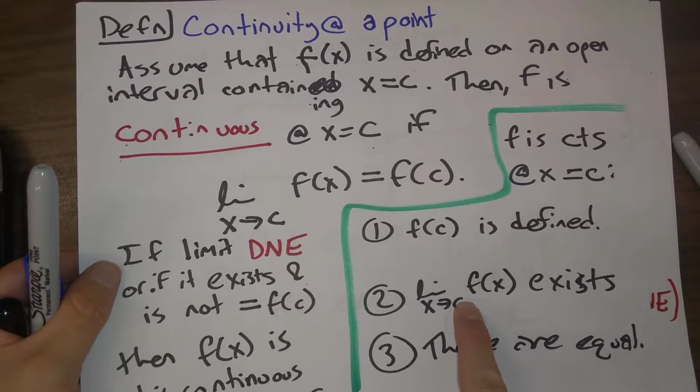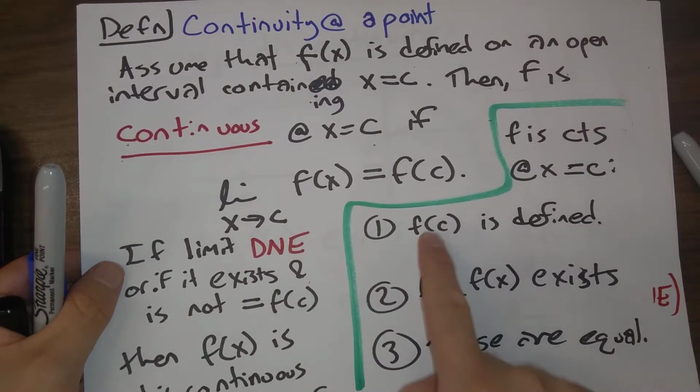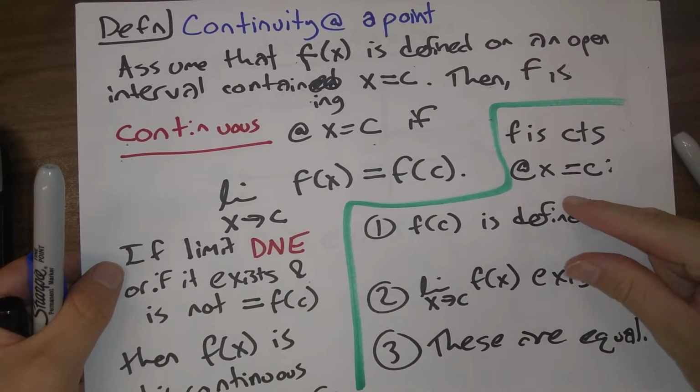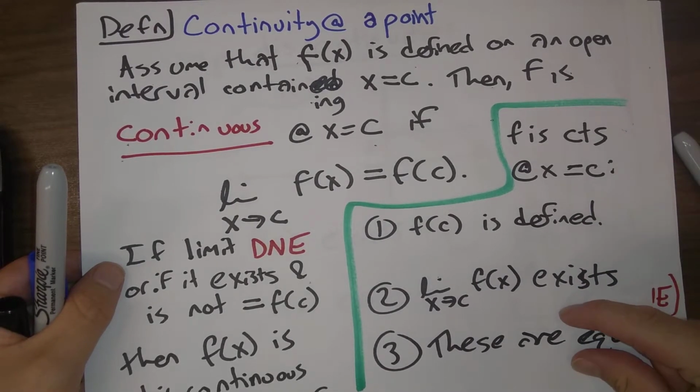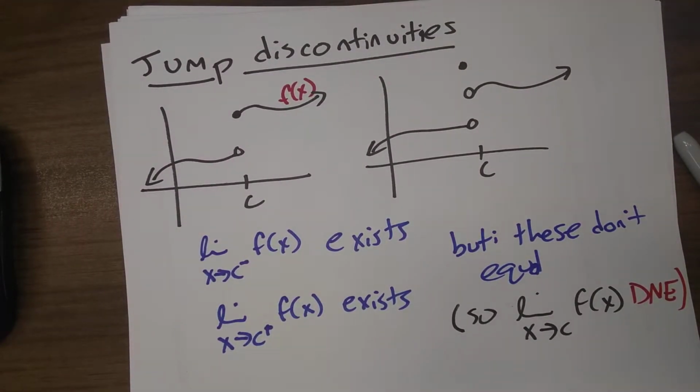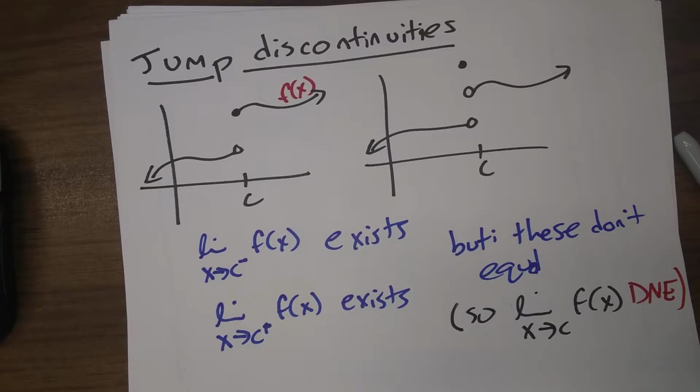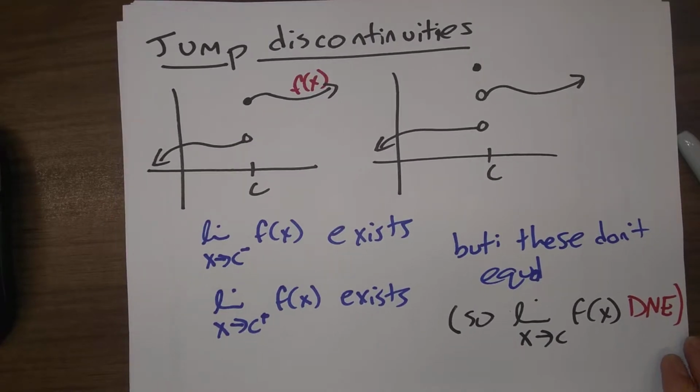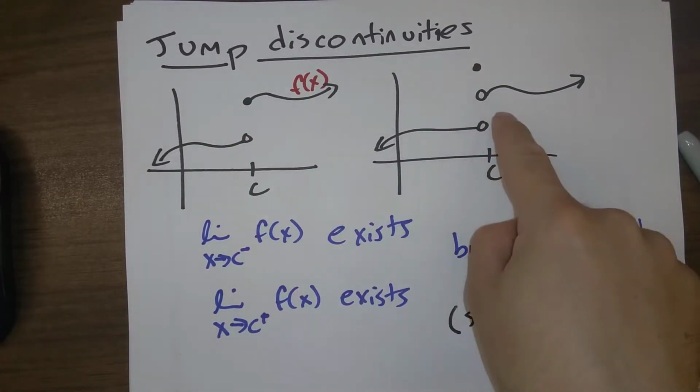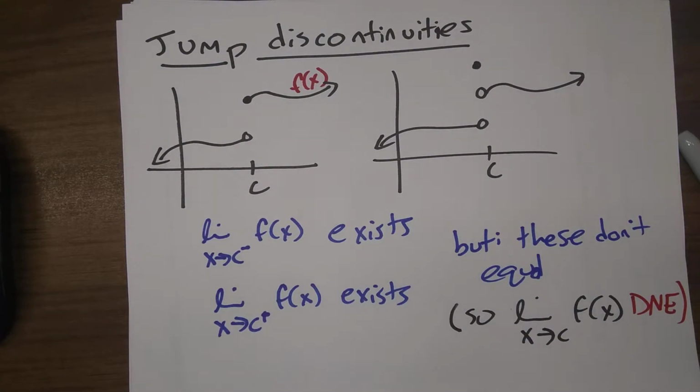So in the removable discontinuity, we either had f of c not defined, or we had f of c defined and the limit exist, but they weren't equal. Now this limit doesn't exist because even though the two one-sided limits exist, the overall limit doesn't exist. So this is a worse version of the removable discontinuity. We can't just plop in a point here to make it continuous. It would take much more work, much more changes to our function in order to make it continuous.